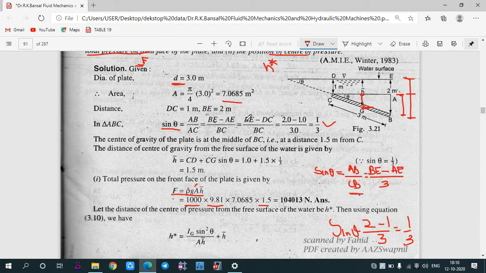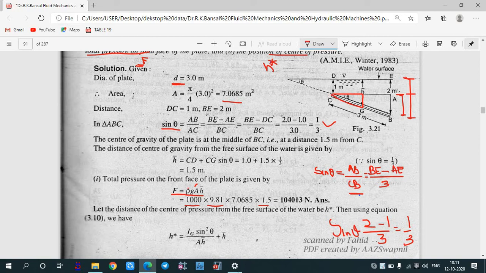After that, based on this sine theta, we can also calculate the value of h bar. How will we calculate the h bar value now? Let's see. For that, we need to consider this small triangle. Let me erase this so that I can draw it and show you which side I am talking about. I am talking about this triangle. In this triangle we can again use the value of sine theta.